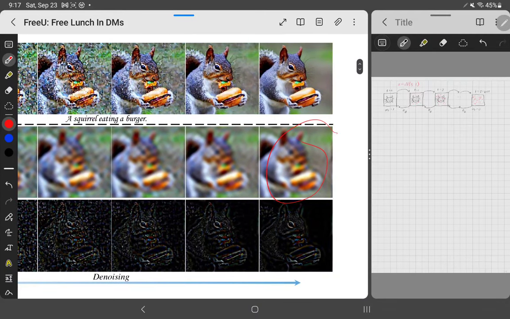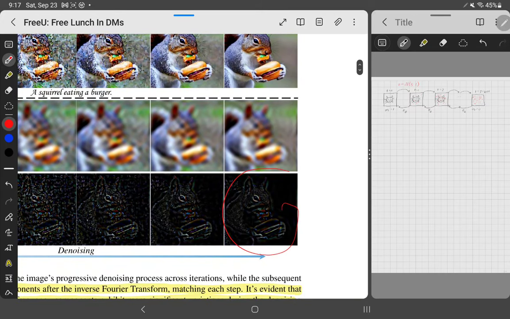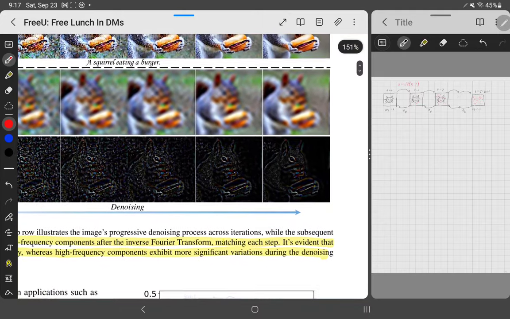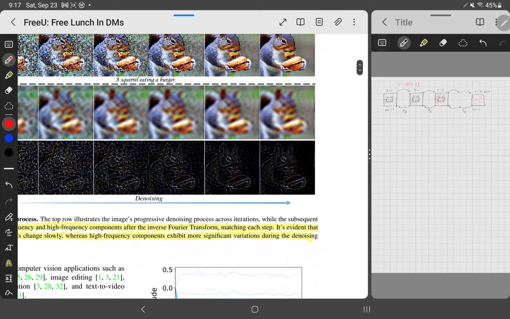If we just had this, you know that this is a squirrel. And if we just had this, it's a squirrel, but it doesn't have all the nice features you're looking for. This itself is basically just a blurry image. This here is some weird looking thing. And this is what they find in the UNet, that this information here is encoded by the backbone B, and this information here is encoded by the skip connection S.